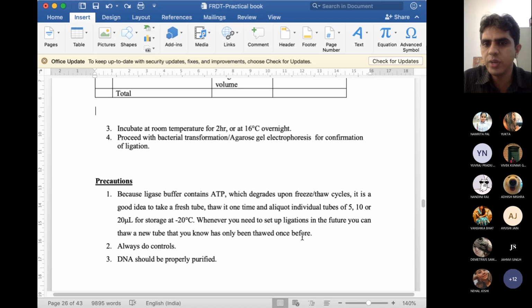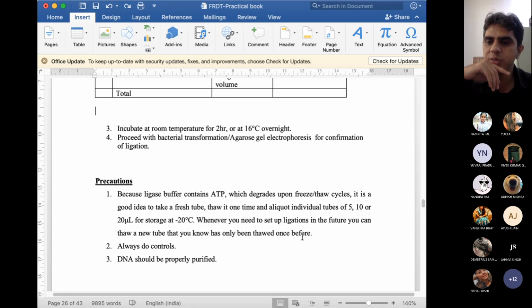That individual aliquot of 5 microliter, 10 microliter, 20 microliter you can keep, and you can store individual aliquots in your -20. So whenever you need, take out one aliquot and use it. Whenever you need to set up ligation in the future, you can thaw new tubes and proceed with it. Like if 5 microliter is there and you need only 2 microliter, once, twice, thrice it can be okay. But for a longer duration, if daily you are thawing, then it's going to degrade your ATP.